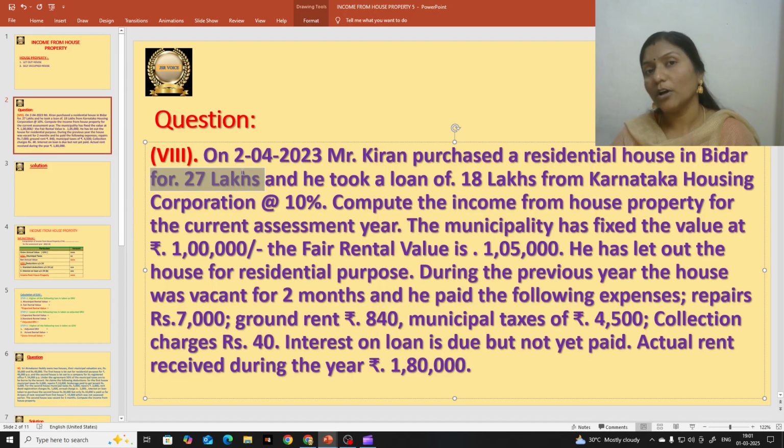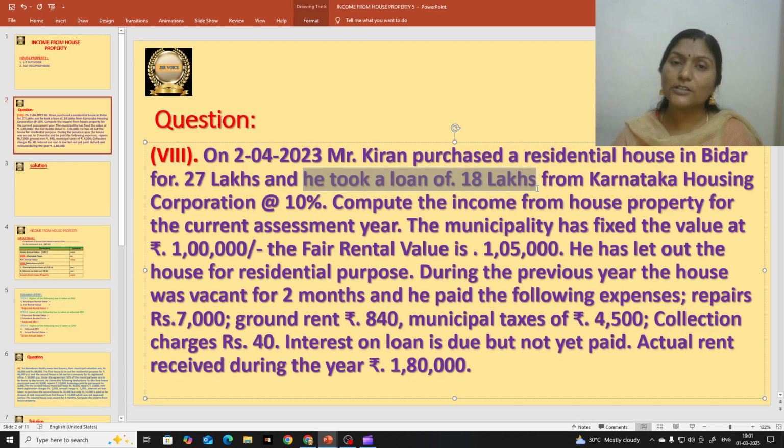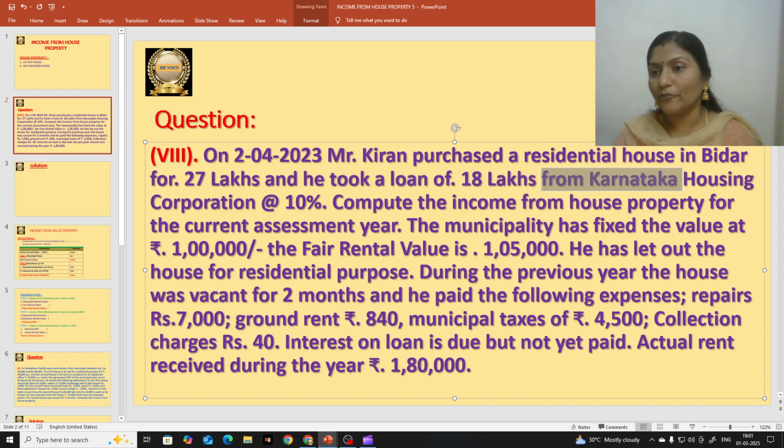We are not bothered about the house purchasing price, but whether he has taken a loan or not, that is very important, because interest on loan is allowed as deduction under section 24(b). So here he took a loan of 18 lakhs. Actually the purchasing price of the house is only 27 lakhs, but he took a loan of 18 lakhs. Next, from where he took the loan? From Karnataka Housing Corporation.